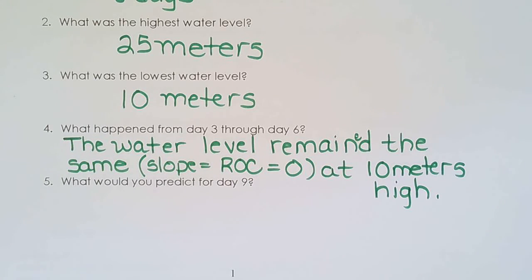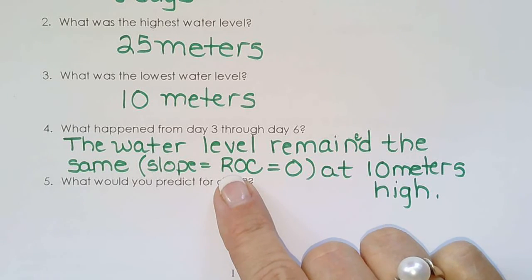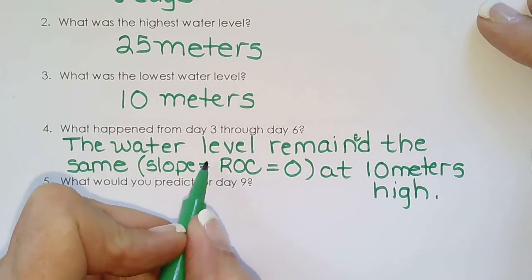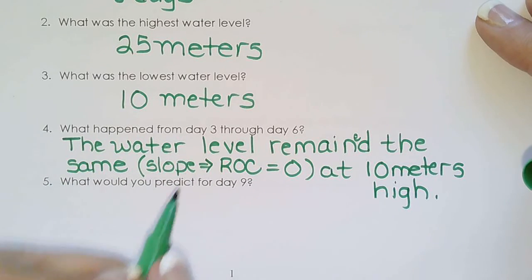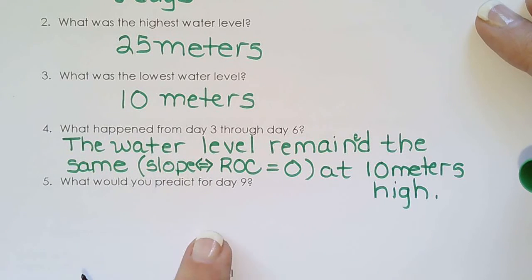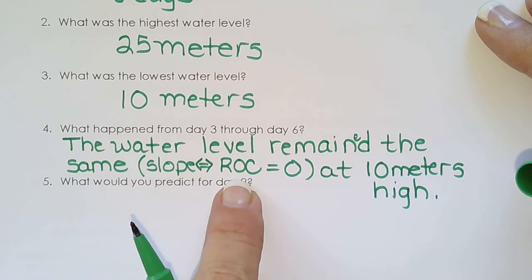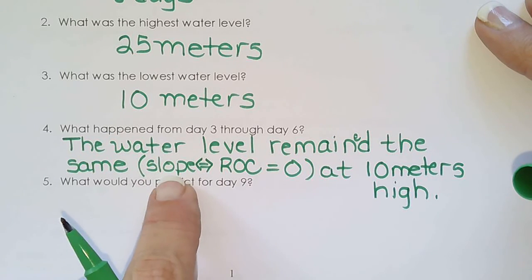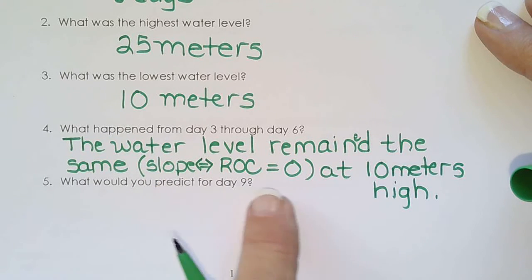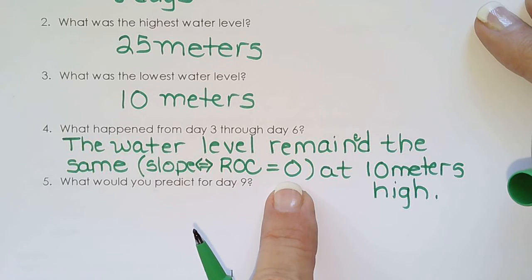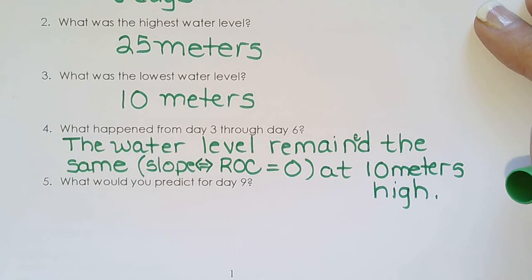So the water level remained the same, which means slope, which is the same thing as rate of change, is 0. So these two are the same thing. Let's put a double arrow. Slope, rate of change, how fast things are changing, how fast they're going up, how fast they're going down, are both zero because there's no change.